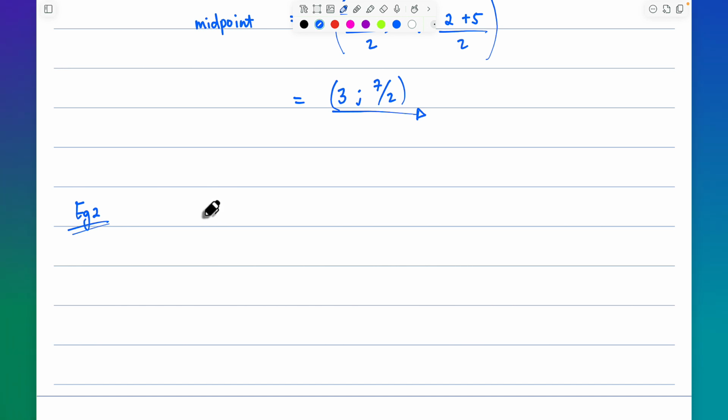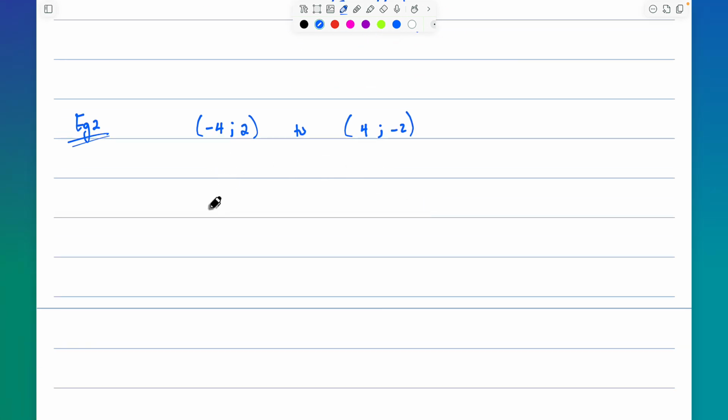Again, we have 2 points, right? The first point is going to be x is equal to negative 4, y is equal to 2. And then the second point is x is equal to 4 and y is equal to negative 2. Right, the midpoint of this again, right? So midpoint, in order for us to find the midpoint, we just take the average of the x's, which is negative 4 up until 4. So that's going to be negative 4 plus positive 4. Be careful about the signs again. And then over here we have the y's, which are 2 and negative 2.